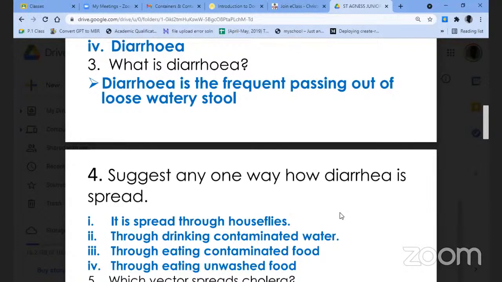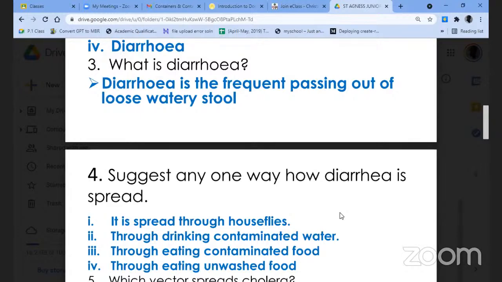Okay, also through eating contaminated food. You know that it is spread through housefly, and housefly can contaminate food. When housefly comes from maybe dirty places like the toilets, somebody who has diarrhea can go and pass out watery stool in the toilet. Once housefly lands on the feces in the toilet, then it comes and lands on your food. It will contaminate your food.